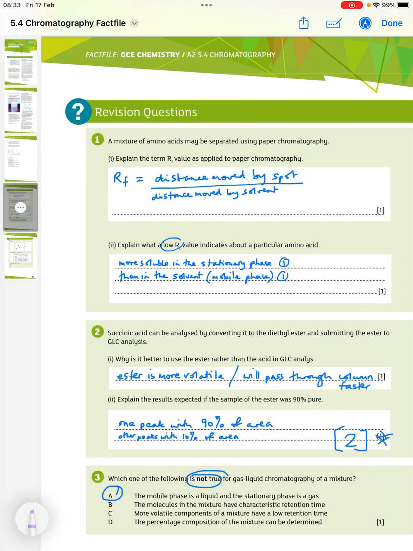Hi, these are the answers for CCEA Fact File 5.4 Chromatography for their A2 chemistry range.